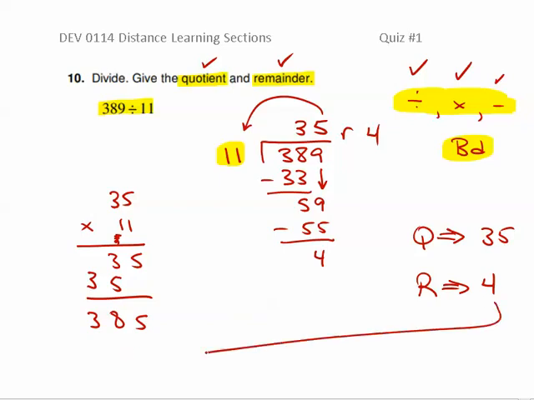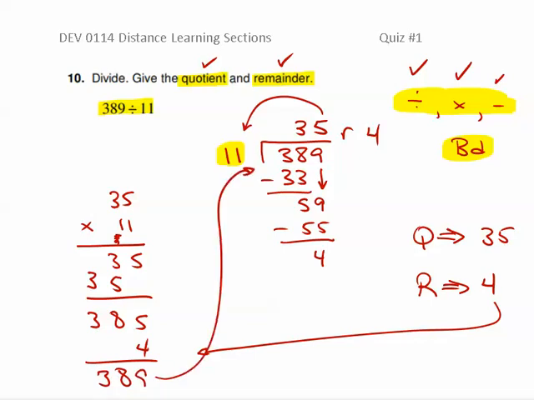And then we need to add the remainder back to this. If we add the remainder back to the 385, that gives us 389. And 389 is called the dividend. So it checks. So our answer again, the quotient is 35, and the remainder is 4.